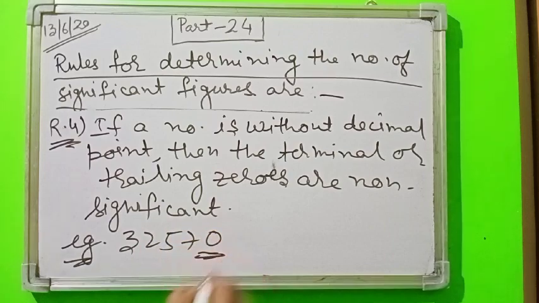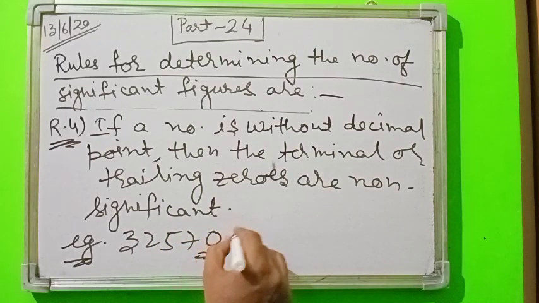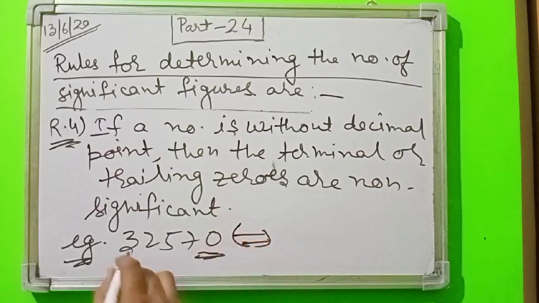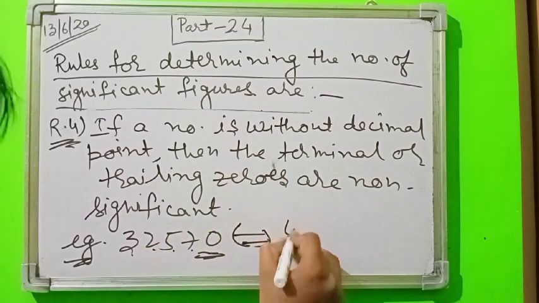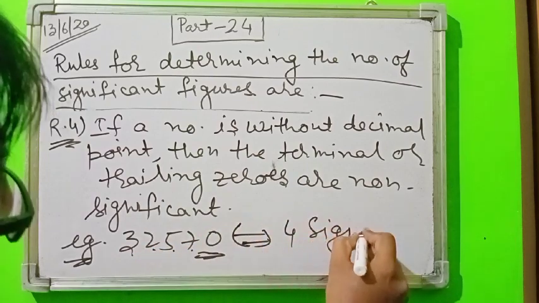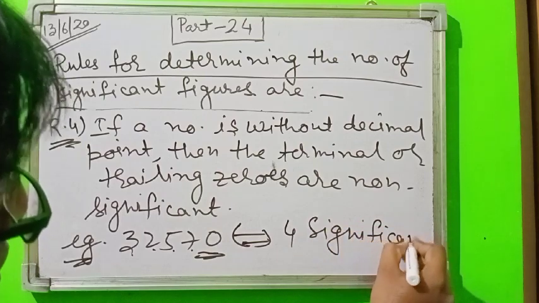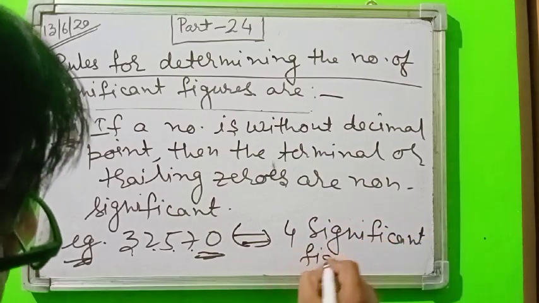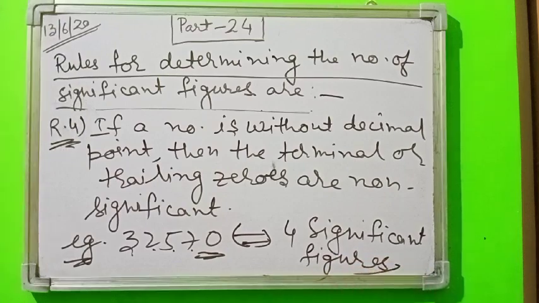3, 2, 5, 7, 0. This last zero is non-significant. So the number of significant figures is only 1, 2, 3, 4. Four significant figures. Only four significant figures.